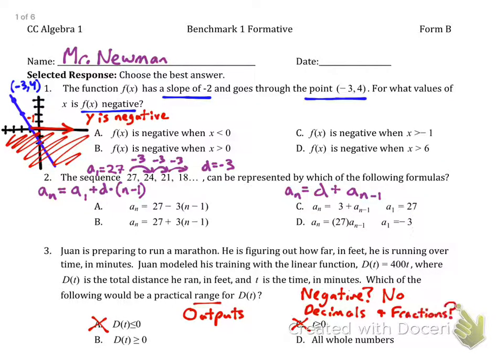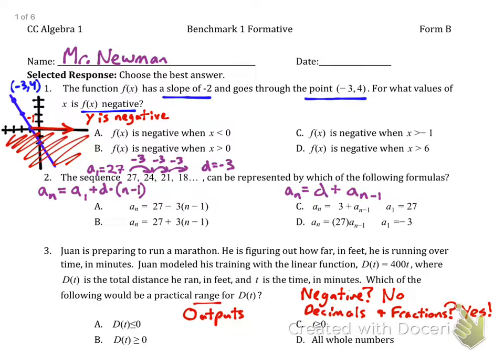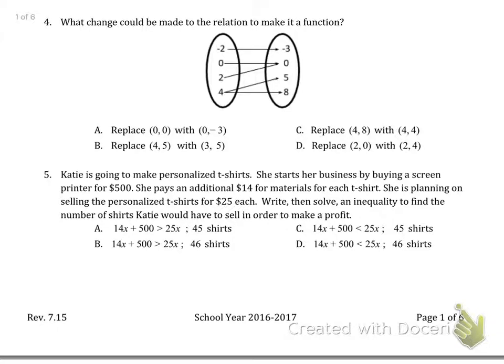Likewise, what about decimals and fractions? Well, for the output, the range, that's the total distance he ran in feet. Can you run 1.5 feet? Or 3.2 feet? Sure you can. So yes, those are included. So all whole numbers cannot be correct either because that only includes 1, 2, 3, 4, and so on. So our answer is B. That d of t is greater than or equal to 0 is the range of those values of the function.